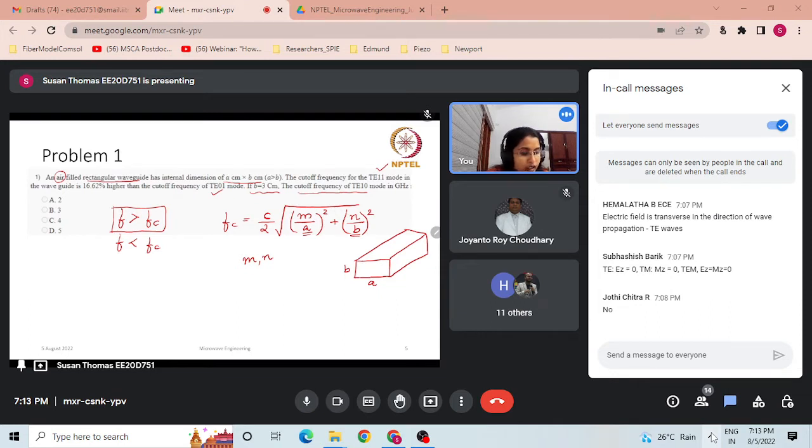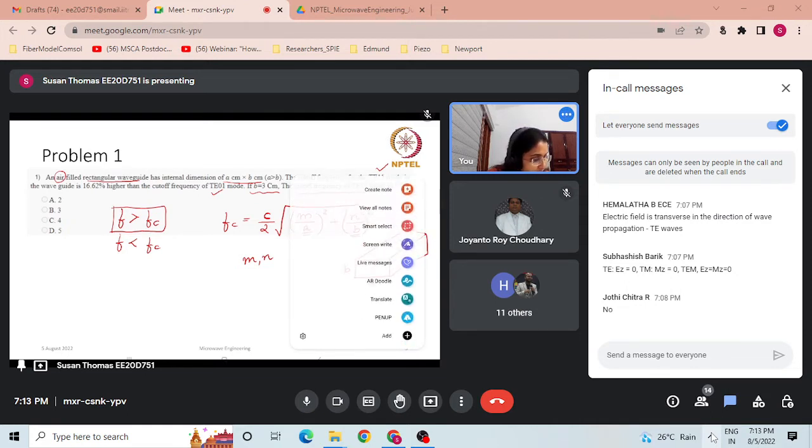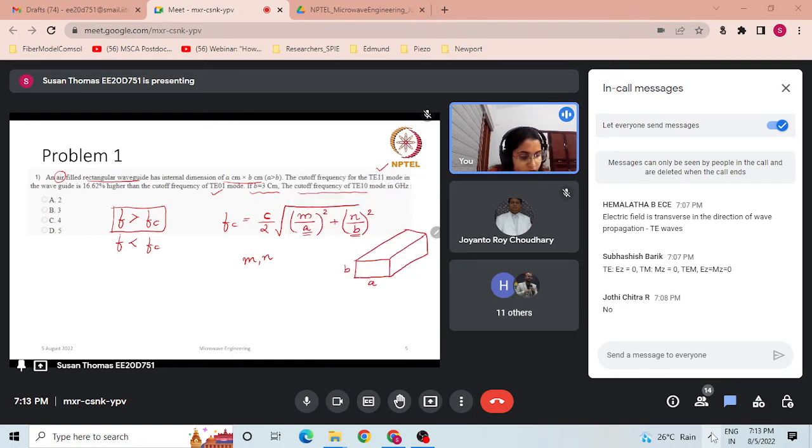So let me come to our question, because our aim in this session is to solve the questions. The cutoff frequency of TE11 mode: let us see how to write it. That will be c by 2 into the root of 1 by a the whole square plus 1 by b the whole square. This is the cutoff frequency of TE11 mode, and that is going to be 16.62% higher than the cutoff frequency of TE01 mode. So let us see what the cutoff frequency of TE01 mode is.